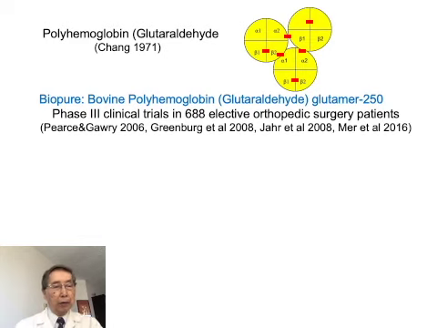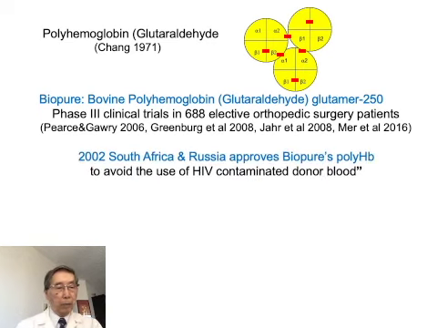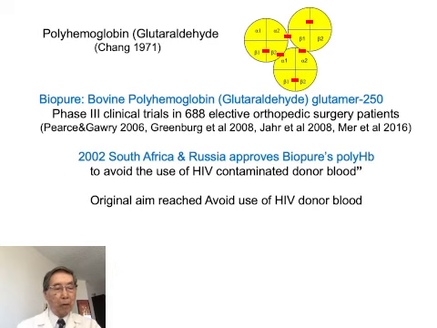BioPure used bovine hemoglobin to cross-link with glutaraldehyde, resulting in Hemopure 250. They did clinical trial in patients on orthopedic surgery, and it was approved in 2002 in South Africa and Russia to avoid the use of HIV contaminated donor blood. So, original aim reached, to avoid use of HIV donor blood.